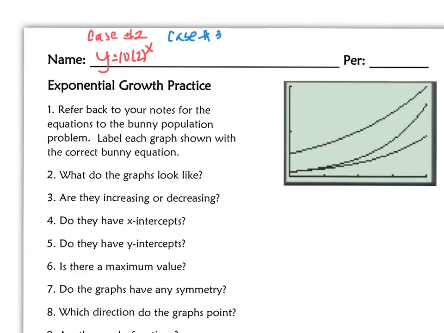In case 3 were super bunnies who could have 4 bunnies in a month. And then we had case 4, which had the super duper bunnies who could have 6 per month. So, in order from case 2, it was y equals 10 times 2 to the power of x. Case 3 was y equals 2 times 4 to the power of x. And case 4 was y equals 2 times 6 to the power of x.